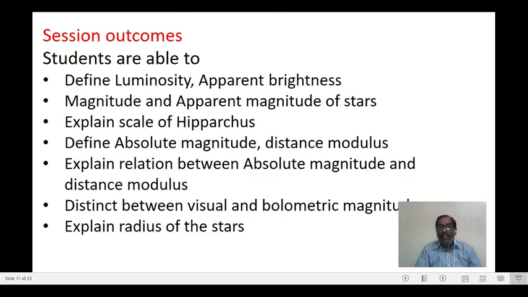After this session, students are able to define luminosity of stars, apparent brightness of stars, magnitude of stars, apparent magnitude of stars. They will explain the scale of Hipparchus, define absolute magnitude, distance modulus, the relationship between absolute magnitude, apparent magnitude, and distance of a star, the distinction between visual and bolometric magnitudes, and explain the radius of the stars.